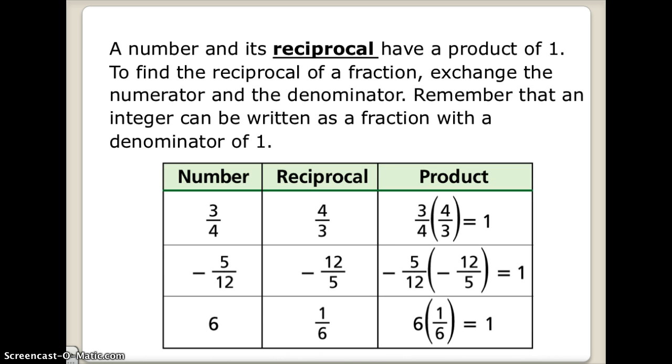So what does this look like? If our number is 3/4, our reciprocal is 4/3. We just switch them around. If our number is -5/12, our reciprocal is -12/5. And if our number is 6, the reciprocal will be 1 over 6. Keep in mind that when you have a whole number or an integer, you can put a 1 underneath it, and that's where the 1/6 comes from. Notice that when it was a negative, it stayed negative, and when it was a positive, it stayed positive.